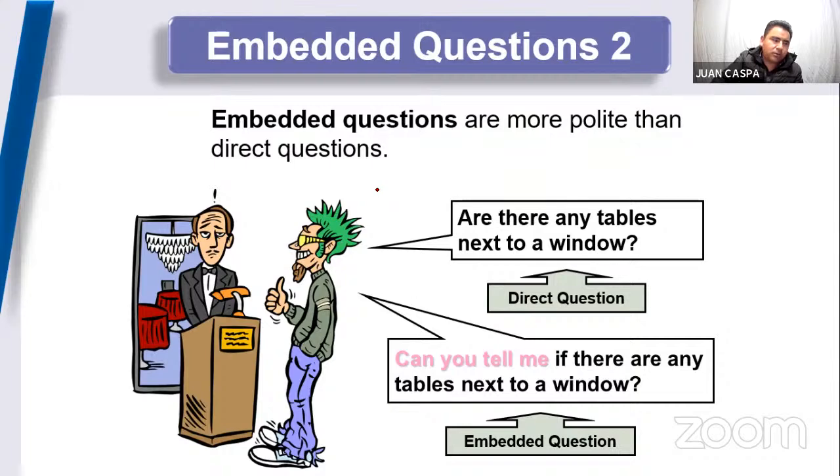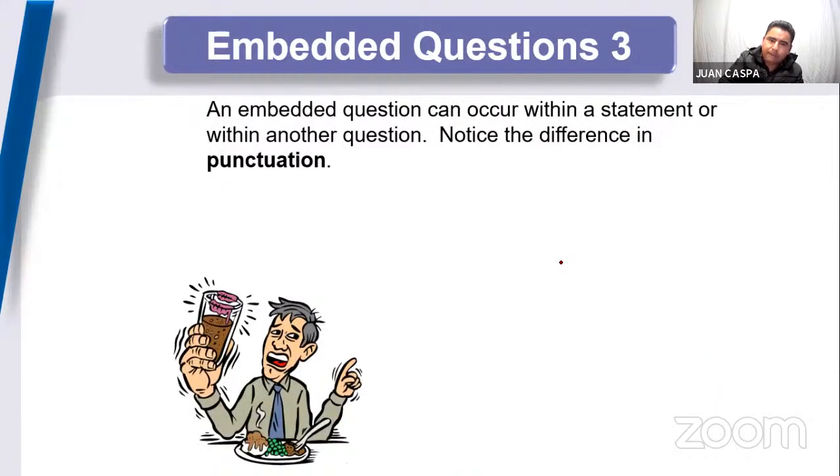Or a direct question can be, do you have anything else? And I'd like to know if you have anything else, something like that. Those are embedded questions. But the other way of using embedded questions is that they can also occur within a statement or within another question.